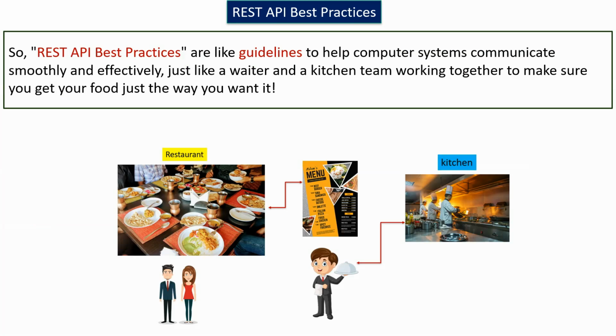So REST API best practices are like guidelines or a set of rules which help computer systems to communicate smoothly and effectively. Just like a waiter and kitchen team working together to make sure you get your food just the way you want it.